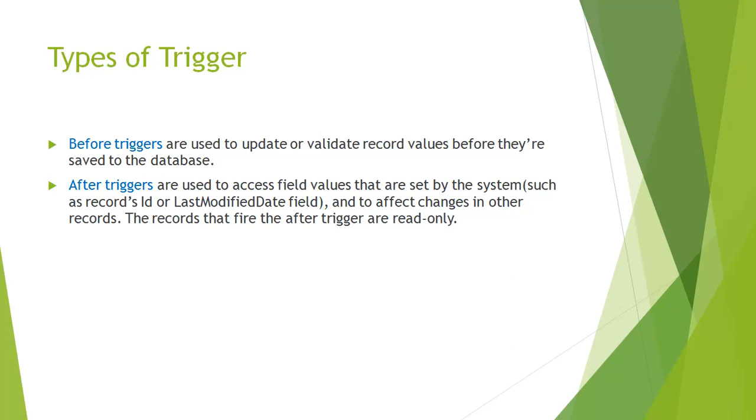Before triggers means whenever you want to update or validate the records before the record is saved into the database, or before the record is committed to the database, then you write the before trigger. But how can you say it is a before trigger? Whenever you specify before insert or before update or before delete, that means you are going to achieve some functionality based on the before trigger. You may have a combination of after and before triggers also, but whenever you have before events, you can update or validate records before they are saved into the database.